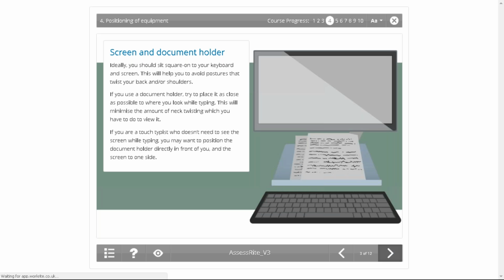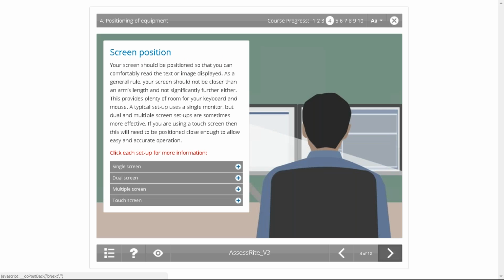Your screen should be positioned so that you can comfortably read the text or image displayed. As a general rule, your screen should not be closer than an arm's length and not significantly further either. This provides plenty of room for your keyboard and mouse. A typical setup uses a single monitor, but dual and multiple screen setups are sometimes more effective. If you're using a touch screen, then this will need to be positioned close enough to allow easy and accurate operation. So this is a new bit. We're talking about the different kinds of setups different companies have.